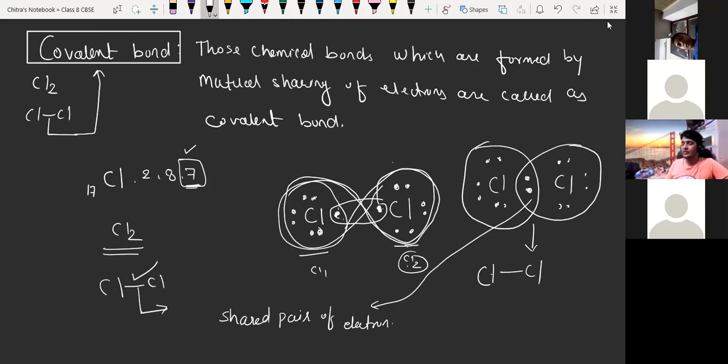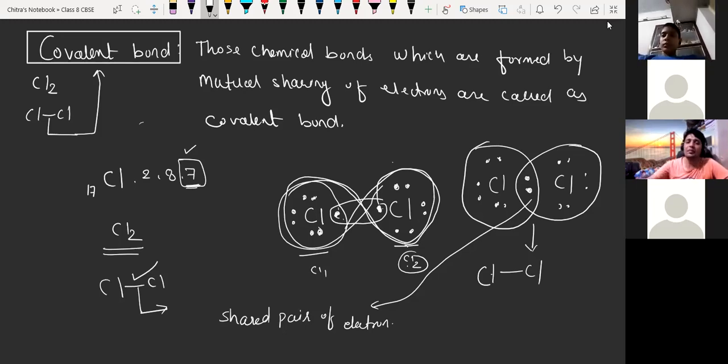Sir, how can we identify whether it is sharing electrons or just gaining or losing electrons? It depends. Suppose we dissolve chlorine gas in water, it is not going to dissolve because it is not ionic in nature. That means there is no charge present on the chlorine atom. That means this chlorine gas is formed by mutual sharing of electrons.